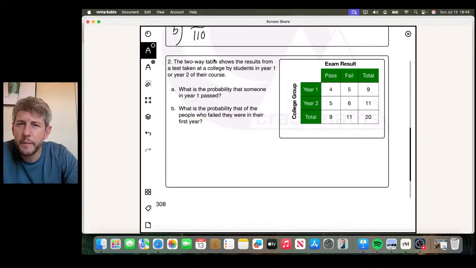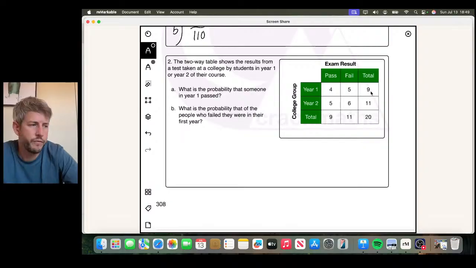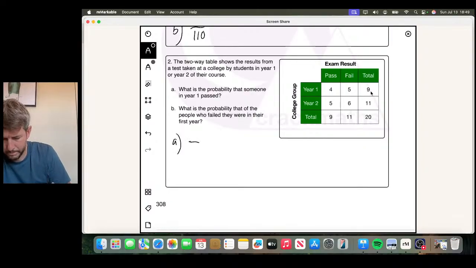The two-way table shows the results from a test taken at a college by students in year 1 or year 2 of their course. Here we go, there's the college group, year 1, year 2. Exam result, pass, fail, total. All of this looks to be in good order. A, what was the probability that someone in year 1 passed? They were in year 1, so it's out of the 9, and they passed, so that's 4 people.